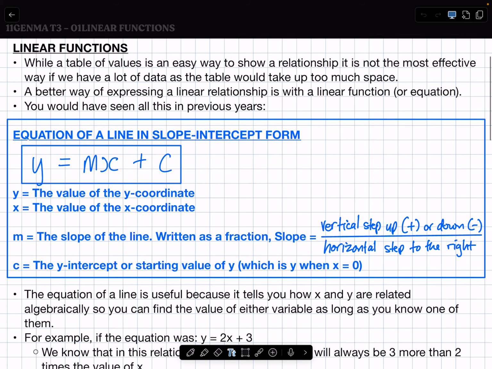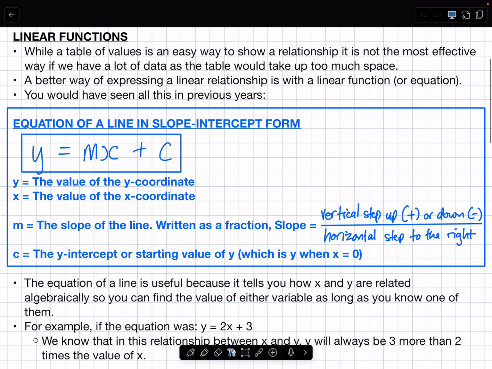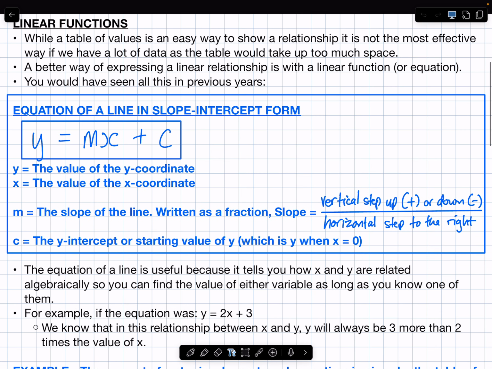A better way of expressing a linear relationship is with a linear function or equation, and you really should have seen this in previous years. Last year, I'll bet my sneaker collection that I taught you this for the mainstreamers and the ignites. You other people, I don't know. Depends on your teacher. So hopefully you've seen the equation of a line in slope-intercept form is y is equal to mx plus c.